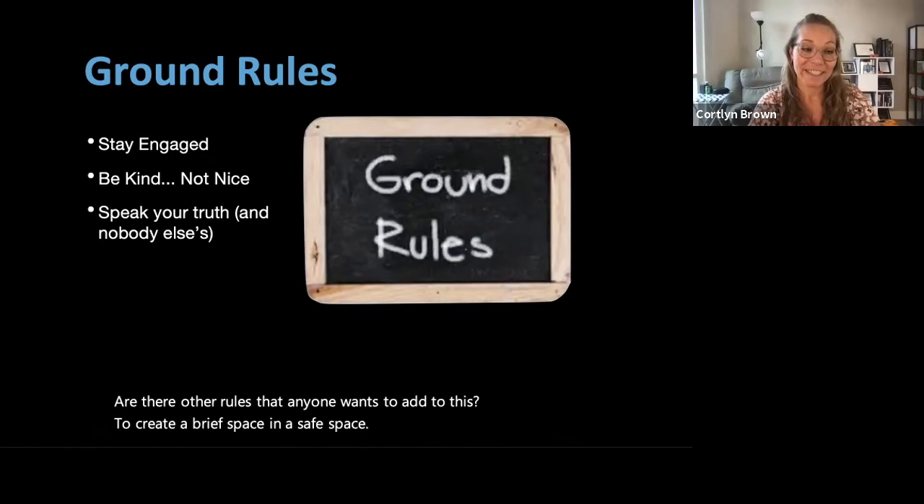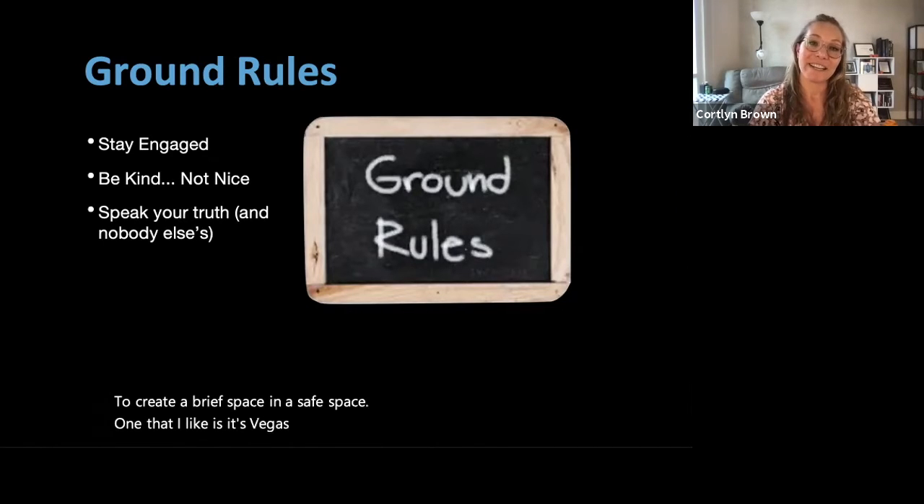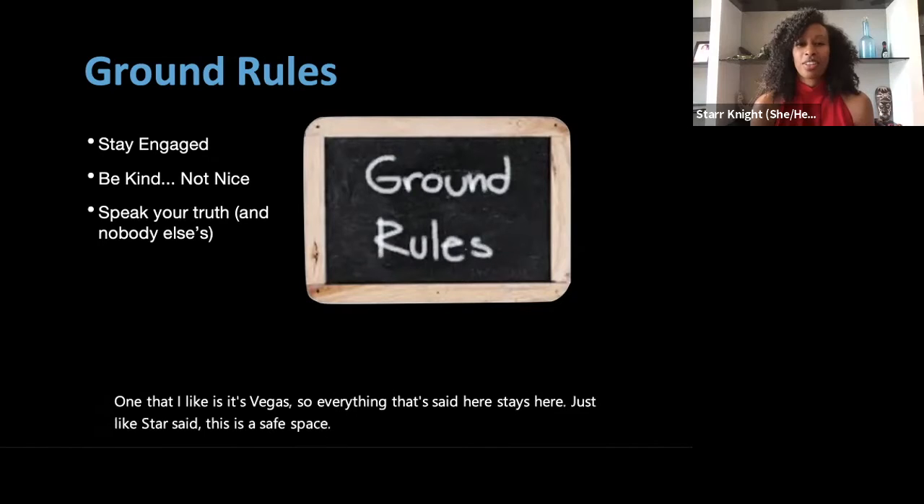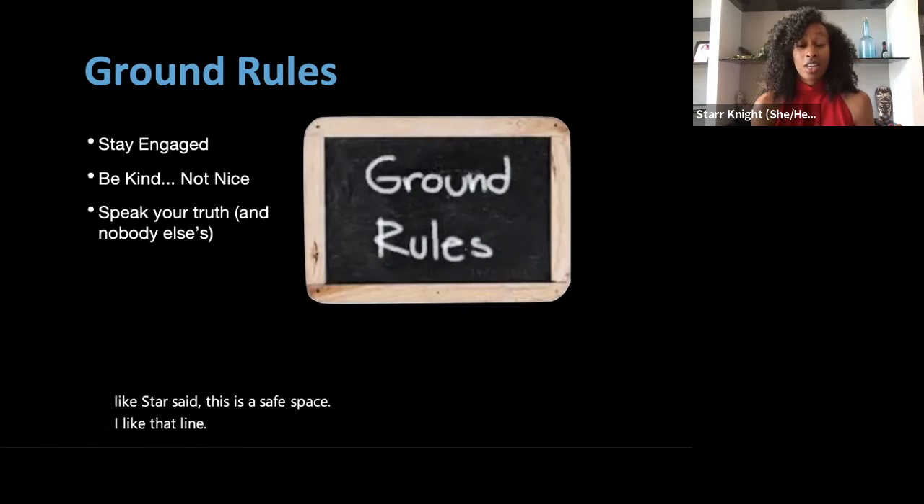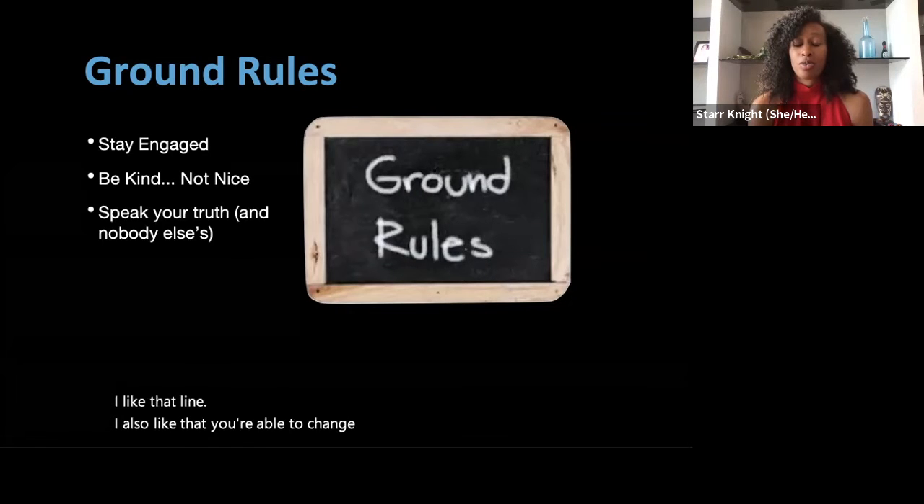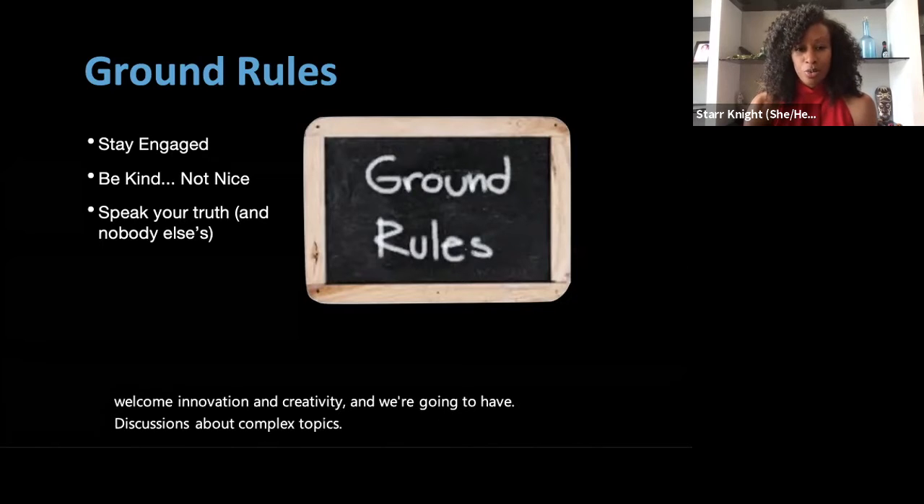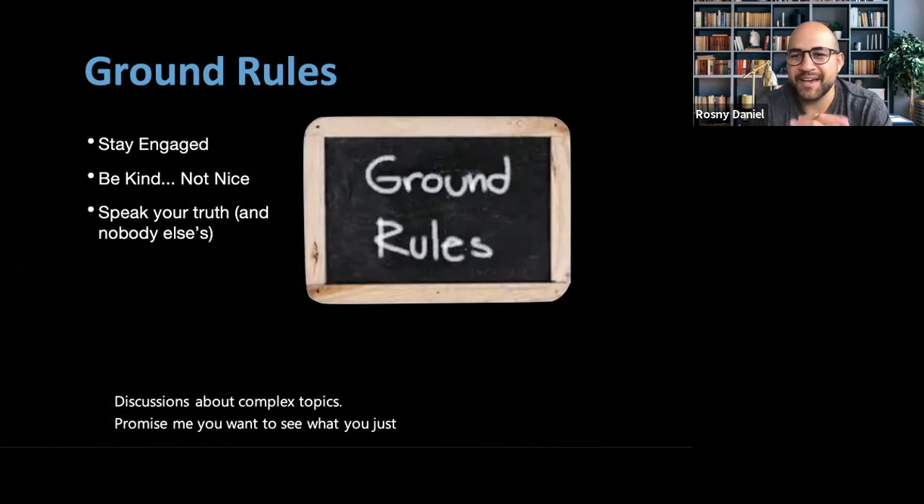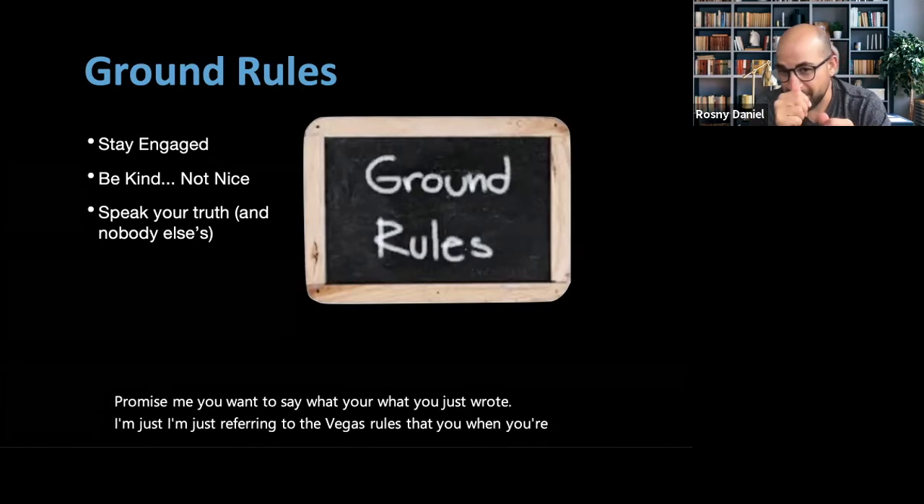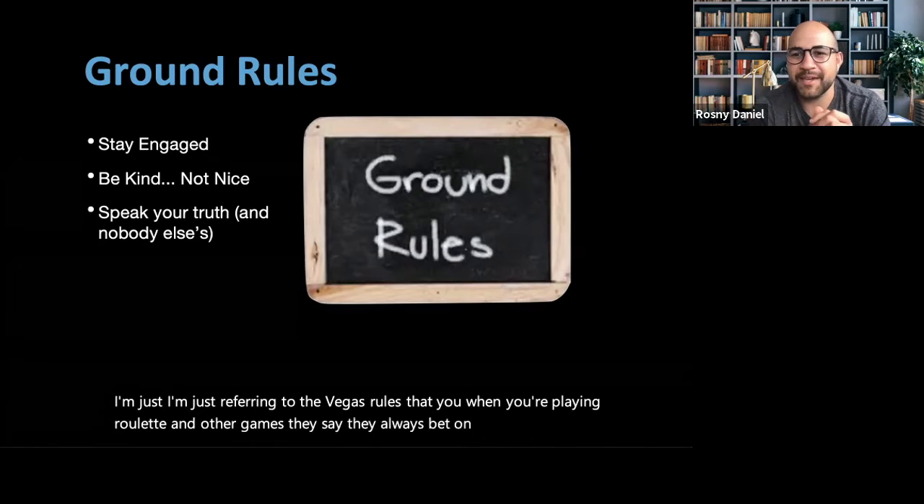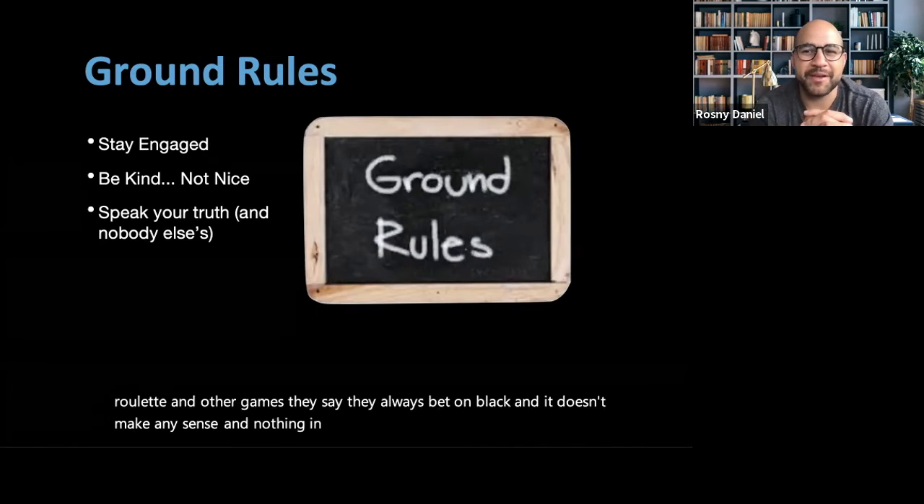One that I like is it's Vegas. So everything that's said here stays here. Just like Star said, this is a safe space. I like that one. I also like that you're able to change your mind, that this is a space that we welcome innovation and creativity, and we're going to have discussions about complex topics. Rosny, do you want to say what you just wrote? Oh, okay. I'm just referring to the Vegas rules that when you're playing roulette and other games, they say to always bet on black, and it doesn't make any sense, and nothing in Vegas makes sense, but we're going to make sense out of things today.